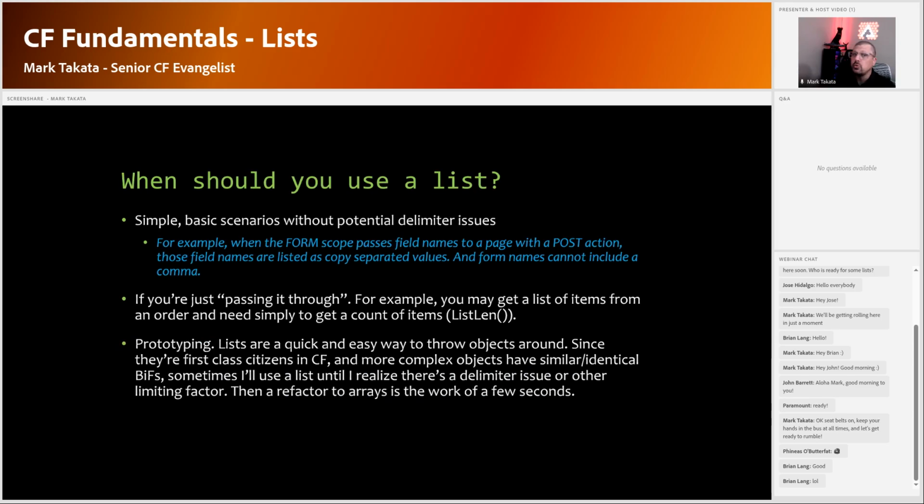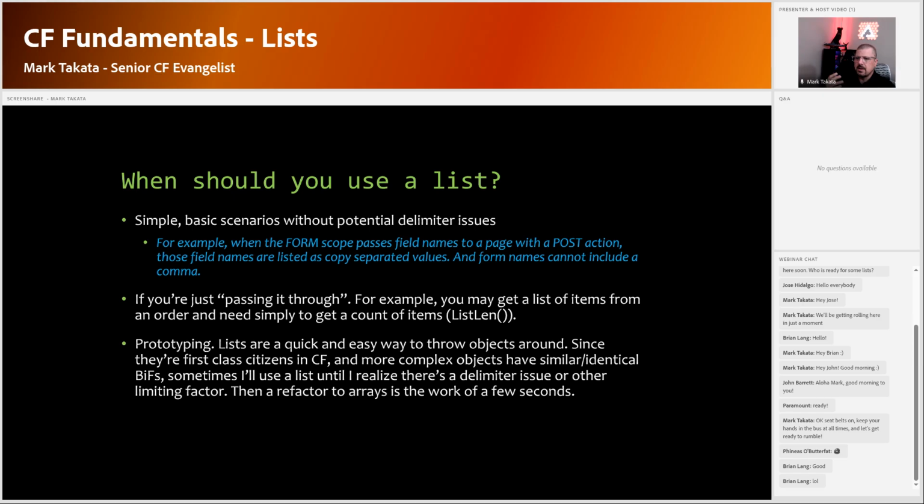Right. So when should you use a list? Well, and this might get a little bit controversial here. I think really simple, basic scenarios, right? Places where you know you're not going to have complex content, you're not going to have delimiter issues, because that's usually what comes up, right? Like, okay, I have data here, but there's a potential for a comma. Now I'm going to potentially have to do a different delimiter. I'm going to have to mess with the structure of this. It's going to get maybe really complicated.